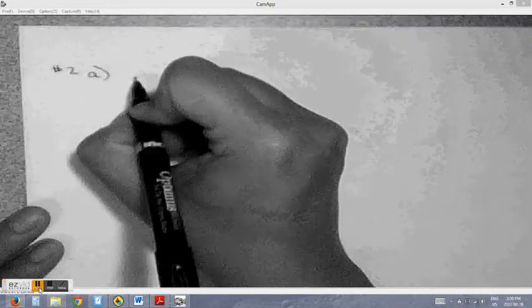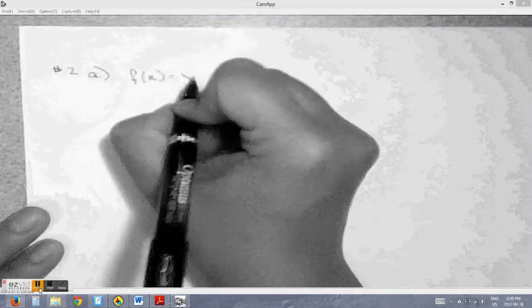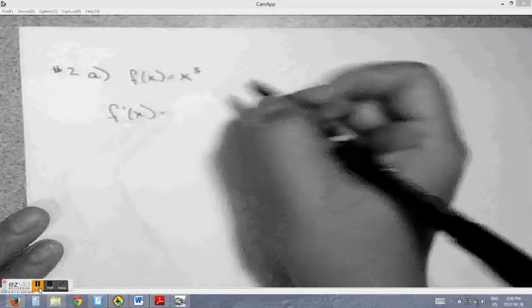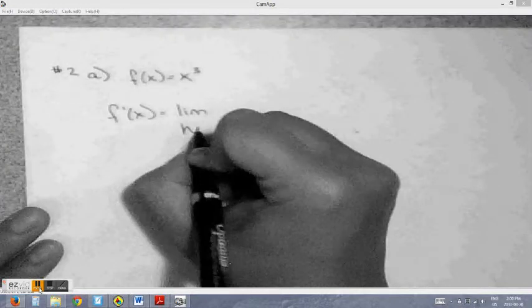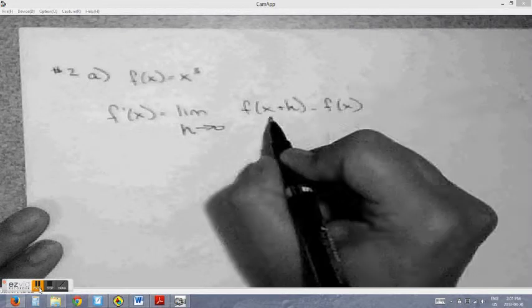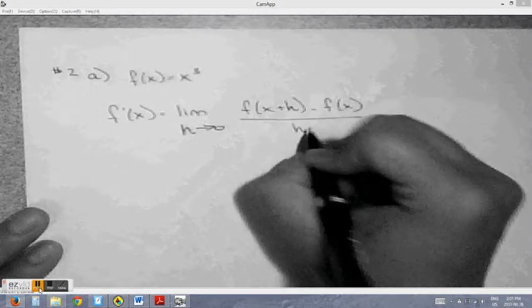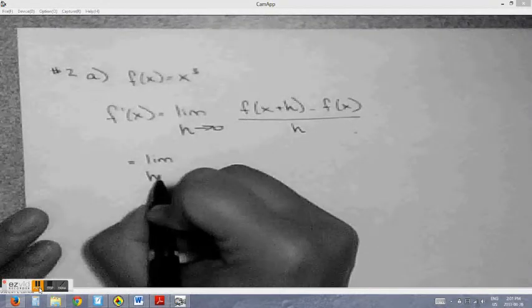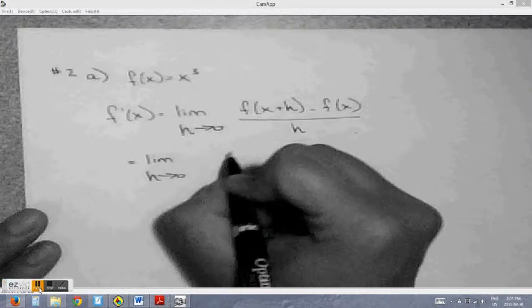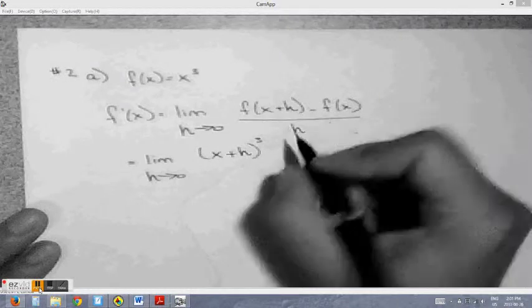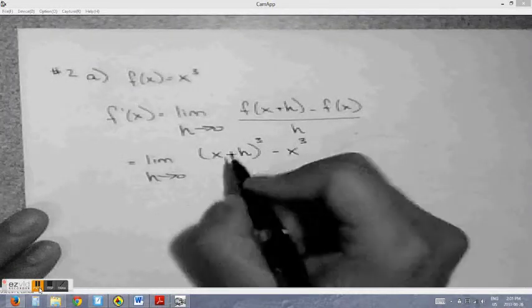Again, we're going to use first principles, so I'm just going to write out the first principles definition. Our original function is f at x is equal to x cubed, and again, the limit as h approaches 0 of f at x plus h minus f at x, all over h. So let's use our original function and plug it into our formula. Now that becomes x plus h cubed minus x cubed, all over h.